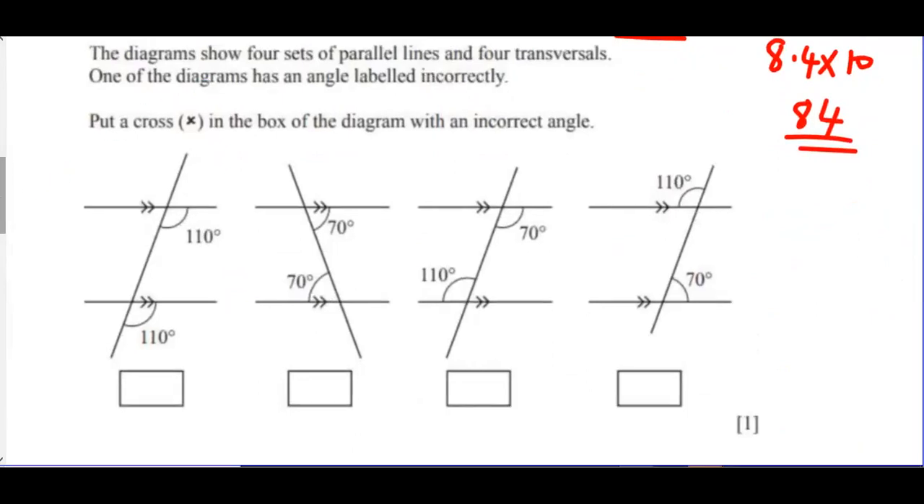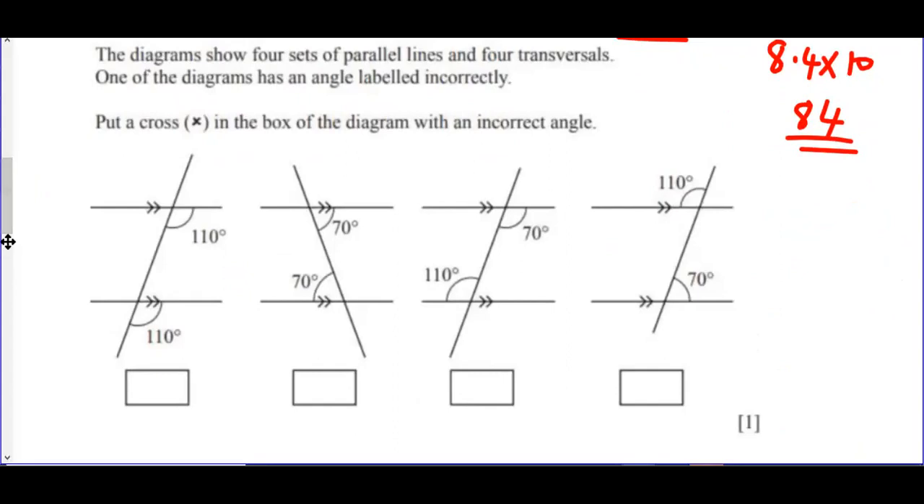the diagrams you see there. All right, so there we go. The diagrams you see here show 4 sets of parallel lines and 4 transversals. A transversal is any line that crosses 2 parallel lines. So we have transversal number 1, transversal number 2, transversal number 3, transversal number 4. So we have 4 transversals. So the diagram shows 4 sets of parallel lines and 4 transversals.